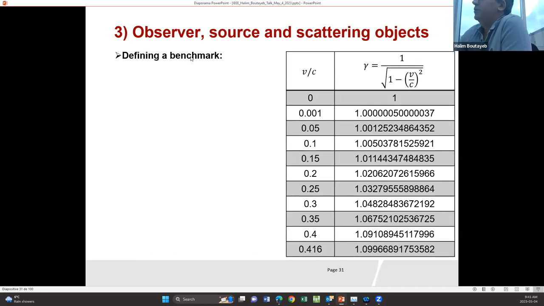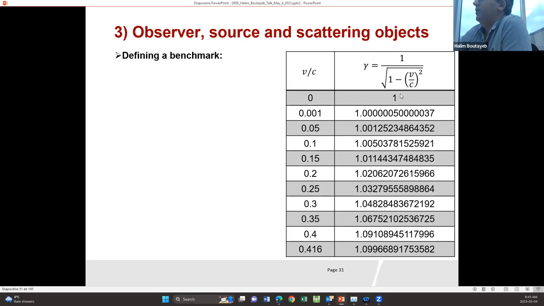So let's also define a benchmark. We will see that the gamma factor plays an important role. We remember the gamma factor, which is what Lorentz multiplied to the Voigt variables. And we will see that it plays an important role in the Doppler effect for the moving observer and also for the moving source. So let's analyze the gamma factor as a function of v over c.